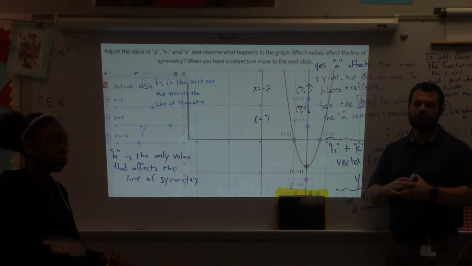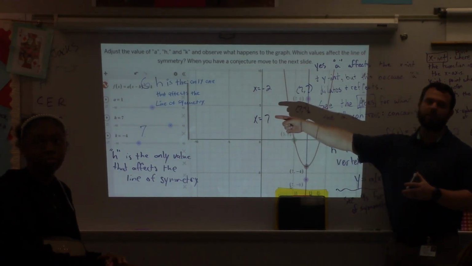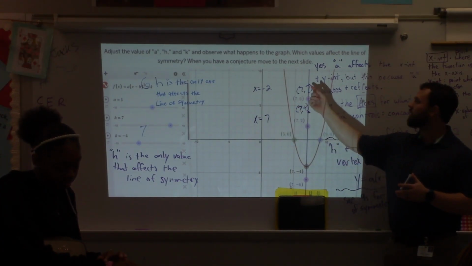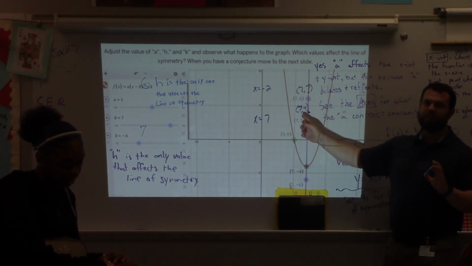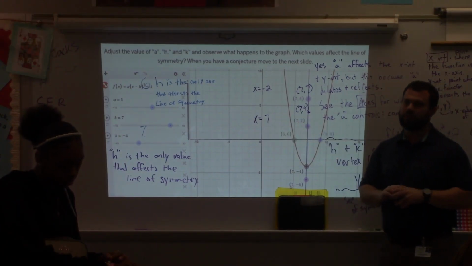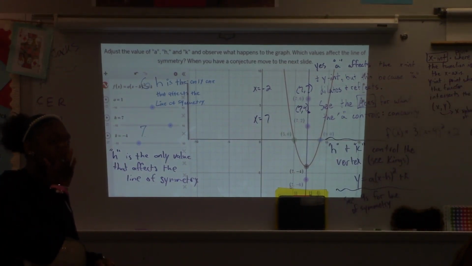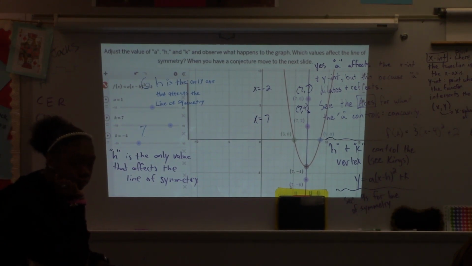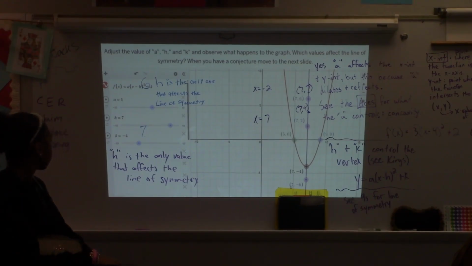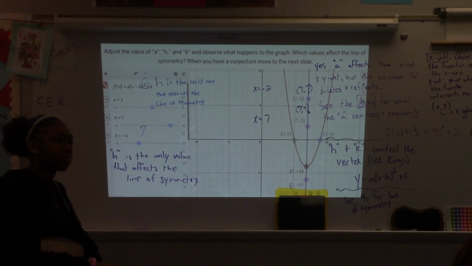Hey, Finney. What's that h value over there? 7. And what does every point on this line have in common? Not just 7. The what value is 7? The x value is 7. That's it. So the 4 is going to be the y value. The 7 is the h. The 4 is the y value. Correct. Exactly. But that y value doesn't matter for the line of symmetry. Just the x value, the h value does.